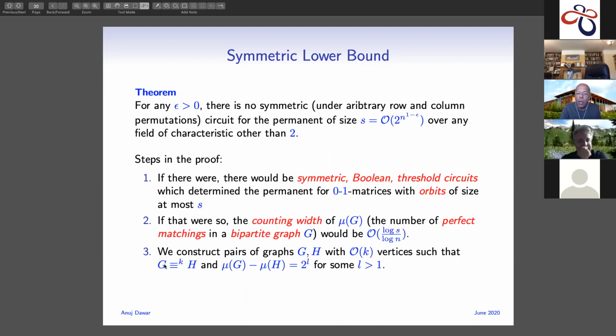And so now we construct pairs of graphs which have a number of vertices which is linear in k, which are k-equivalent, but where the number of perfect matchings differs by a positive power of 2.